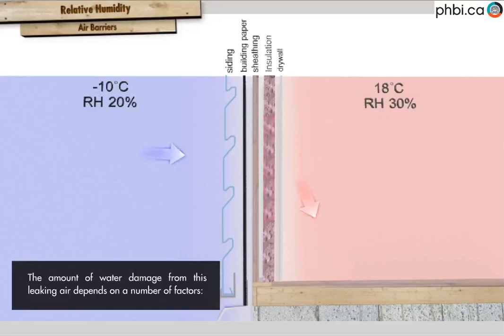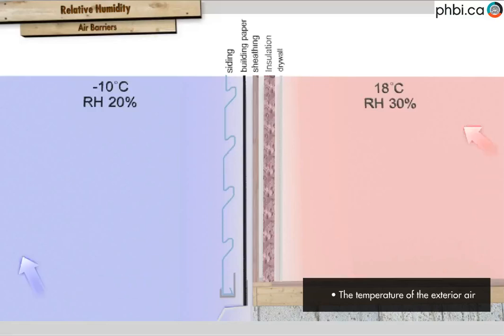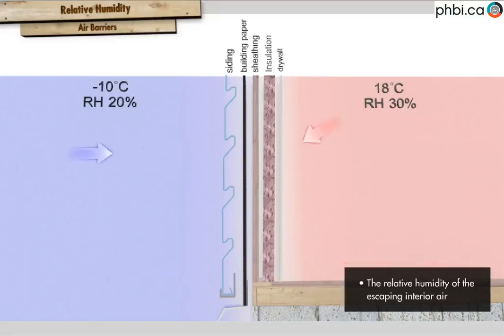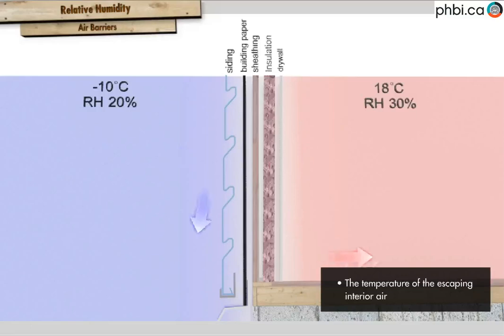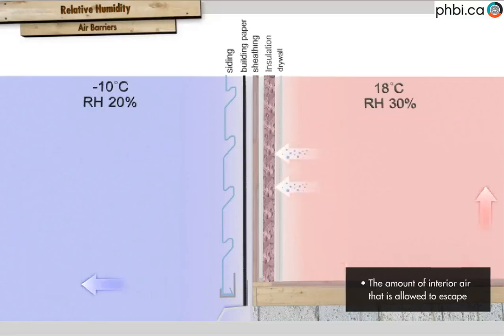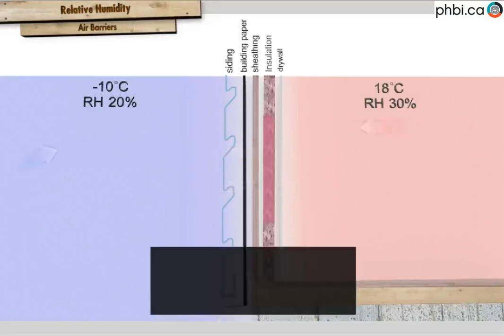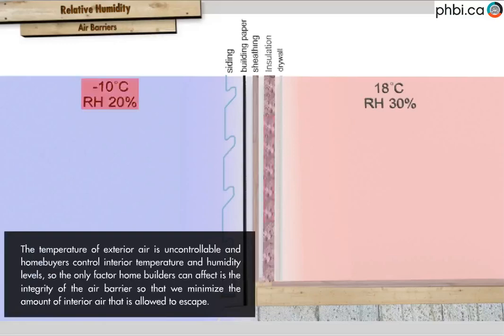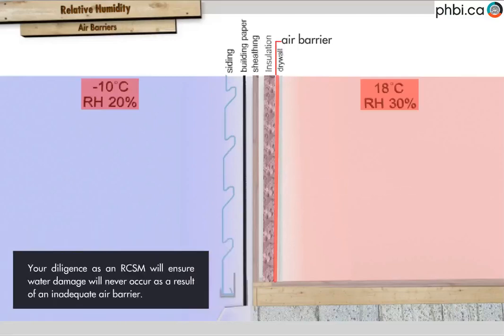The amount of water damage from this leaking air depends on a number of factors. The temperature of the exterior air, the relative humidity of the escaping interior air, the temperature of the escaping interior air, and the amount of interior air that is allowed to escape. The temperature of exterior air is uncontrollable, and home buyers control interior temperature and humidity levels. So the only factor home builders can affect is the integrity of the air barrier so that we minimize the amount of interior air that is allowed to escape. Your diligence as an RCSM will ensure water damage will never occur as a result of an inadequate air barrier.